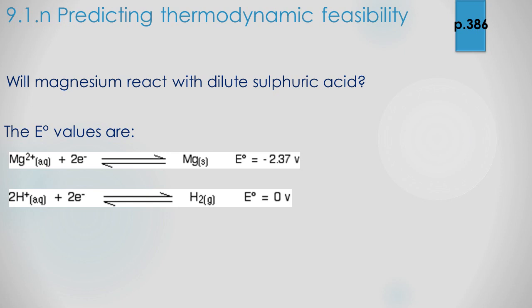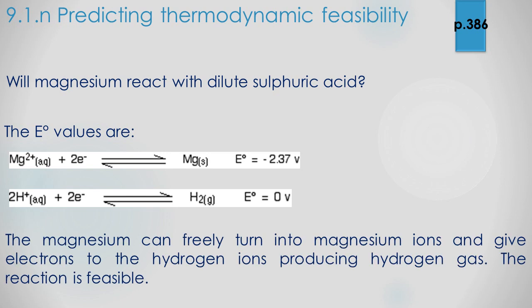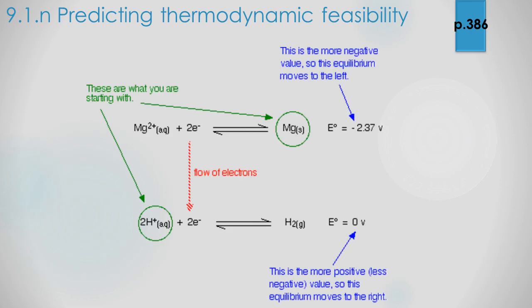H+/H2 E0 is more positive. The equilibrium lies furthest to the right. Therefore, H+ can oxidize Mg, and the reaction is feasible. In order to understand it better, the Mg and 2H+ in green circles are the reactants you're starting with. The E0 value is more negative, so the equilibrium will shift more to the left. The E0 value of H+/H2 is more positive, so the equilibrium will shift to the right, and the reaction is going to take place, where the electrons will flow from magnesium to H+.